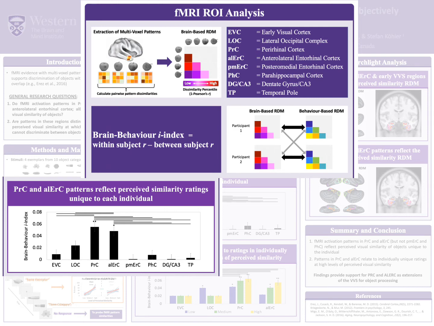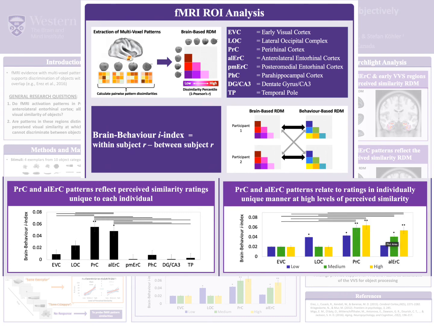Plotting the I-index from 8 ROIs from early visual cortex to temporal pole, we see that only activation patterns in perirhinal cortex and anterolateral entorhinal cortex correlate more with participants' own ratings compared with correlations with other participants' ratings. And this is greater than any other region, including earlier ventral visual stream regions. Additionally, we can see a nice divide between anterolateral and posterior medial subregions of the entorhinal cortex. The posterior region has been linked more so to parahippocampal cortex and scene processing.